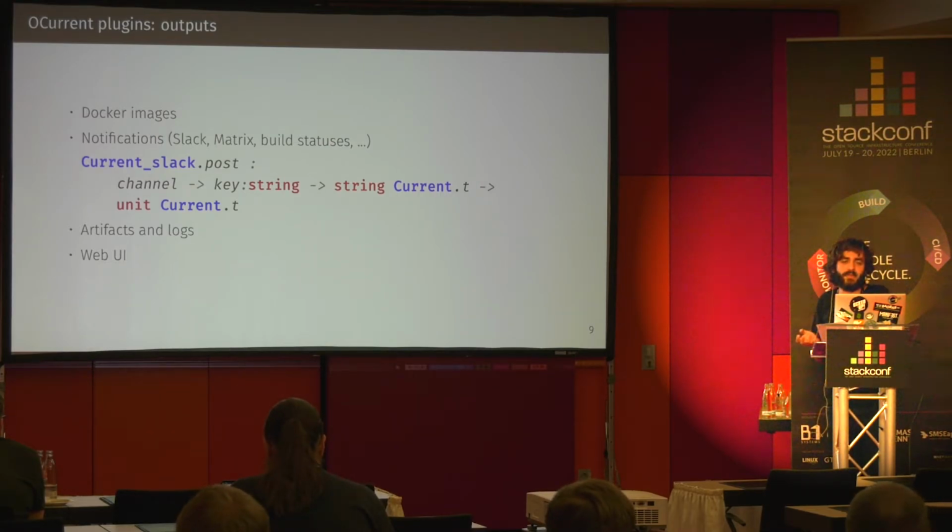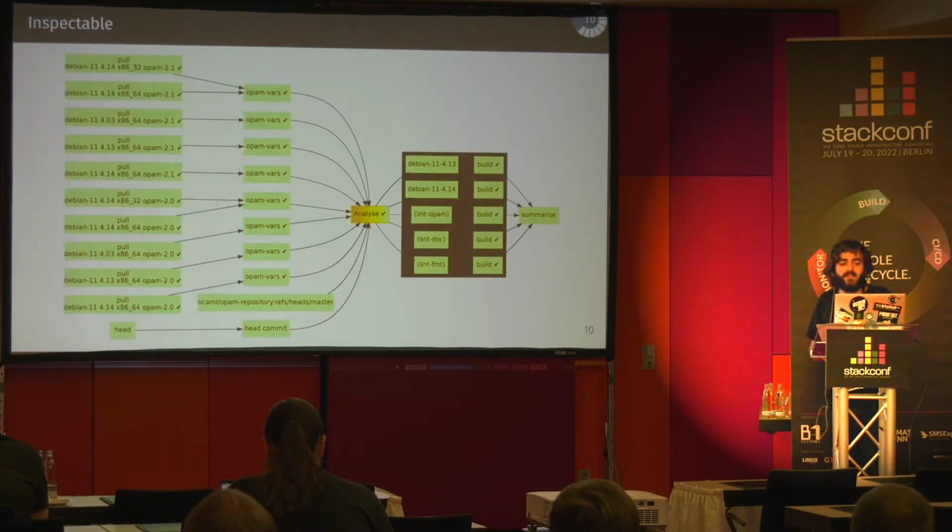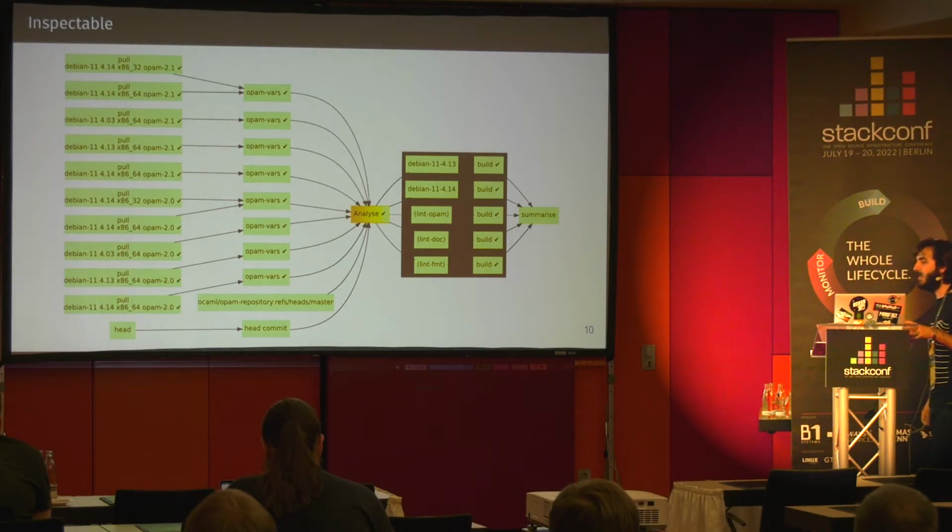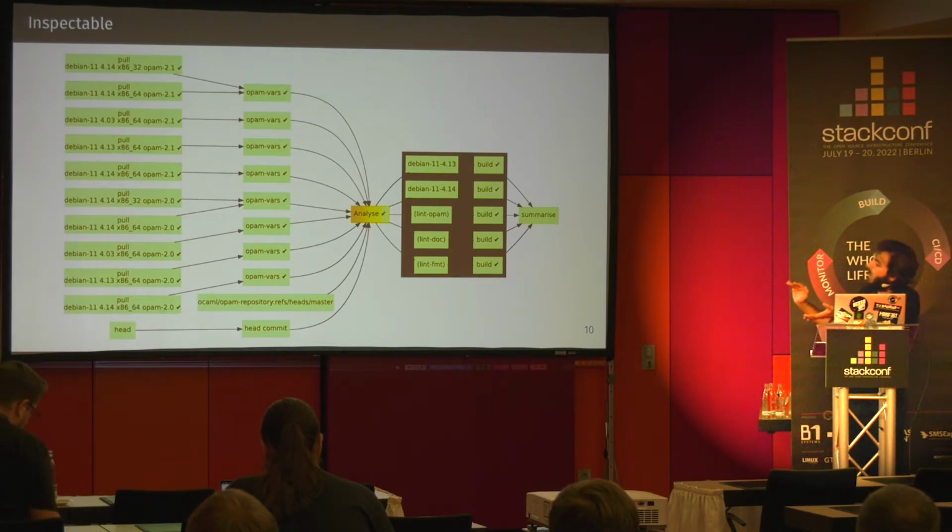We can also produce build artifacts and logs and publish changes to the web UI. But this is fairly common. What is more interesting is that by defining these pipelines in OCaml, we can statically inspect them and show the whole graph as it's currently executing. So from bottom to top, it's keeping track. This pipeline is OCaml CI run locally on itself, so it's checking itself.